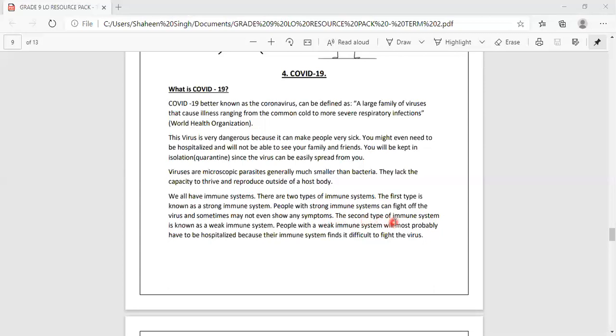The second type of immune system, on the other hand, is known as a weak immune system. As we get older, our immune systems weaken. That's why it is important to take immune boosting supplements in order to protect our immune system and keep it in a healthy condition. And people with a weak immune system will most probably have to be hospitalized because the immune system finds it difficult to fight the virus.